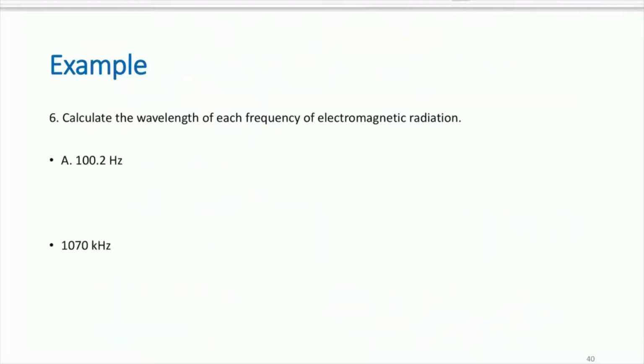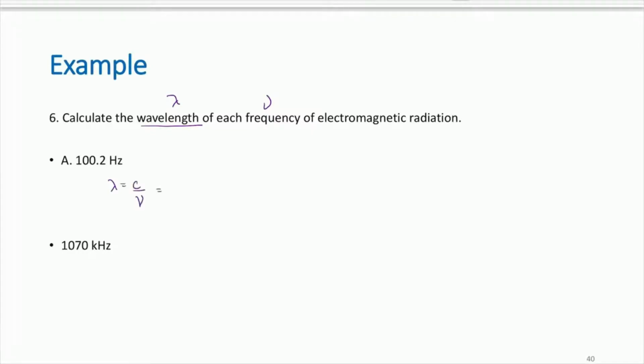So let's go ahead and look at a couple more examples like we just did in number 4. Calculate the wavelength of each frequency of electromagnetic radiation. I know this may seem repetitive. These equations, though, should be like muscle memory for your brain. You need to be able to quickly see them and be able to calculate it quickly. So if we see calculate wavelength for each frequency, we know we can use the relationship lambda equals c over nu.